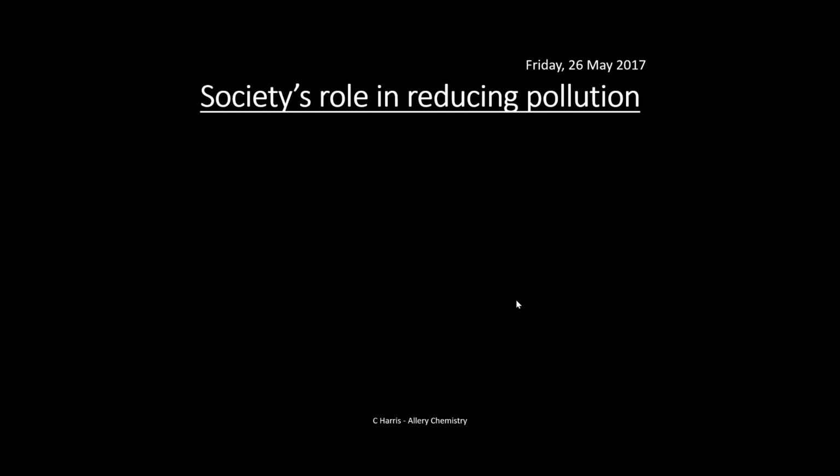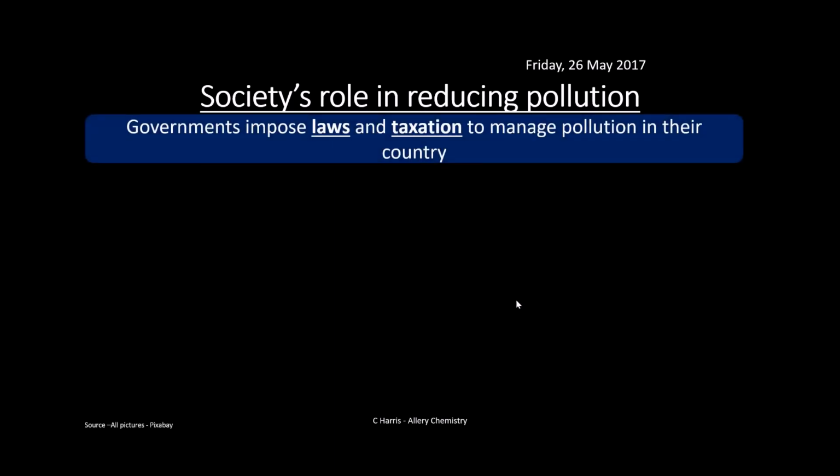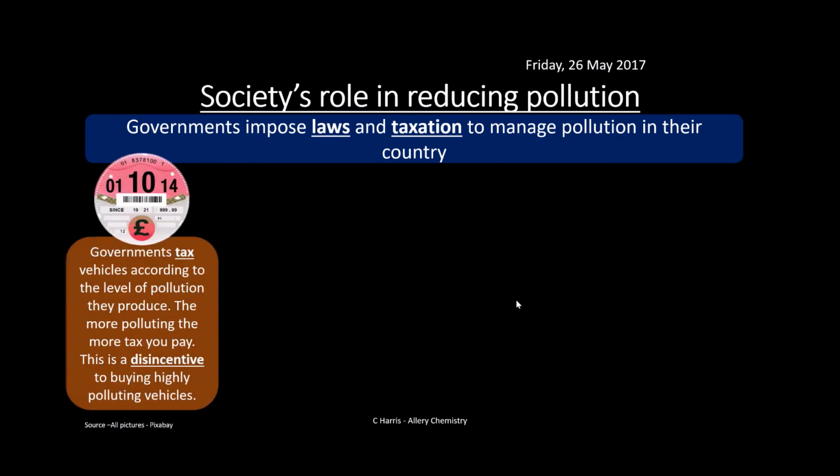Okay, so what can society do in reducing pollution? There are loads of strategies and schemes to try and reduce this. Governments impose laws and taxation to manage pollution in their country. We're going to focus on the UK here, because this is primarily for people studying in the UK. In the UK, we have car tax. Your car is taxed according to the level of pollution that you produce, and the more polluting your car is, the more tax you pay. This is to disincentivize you from buying highly polluting vehicles. So you pay road tax.